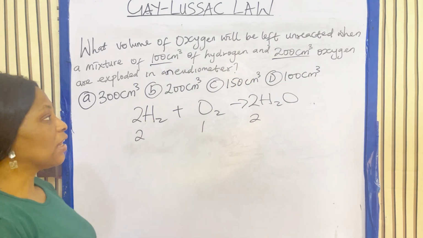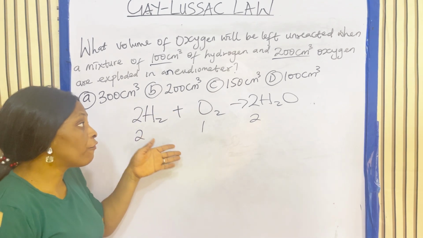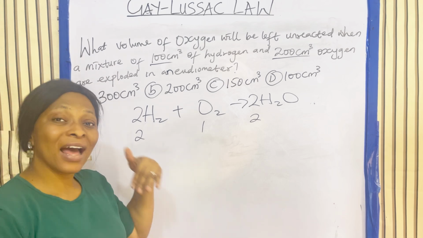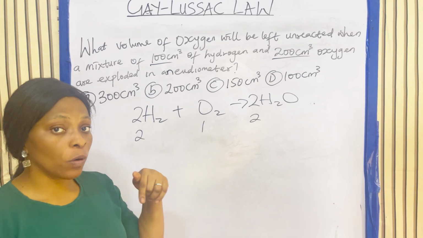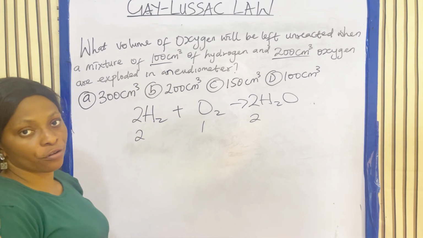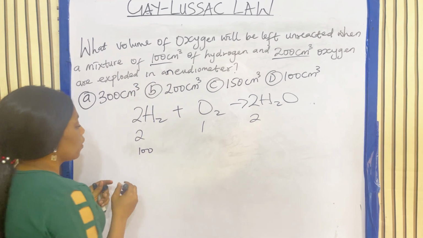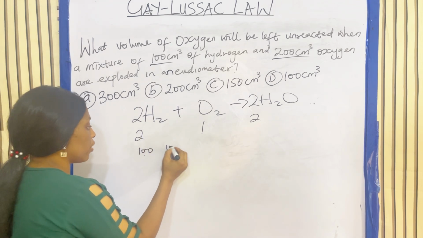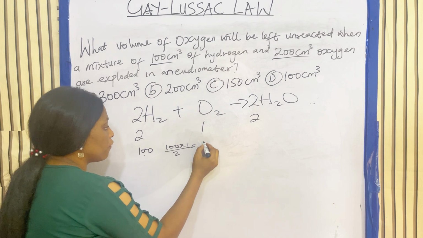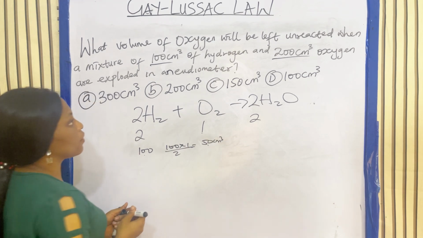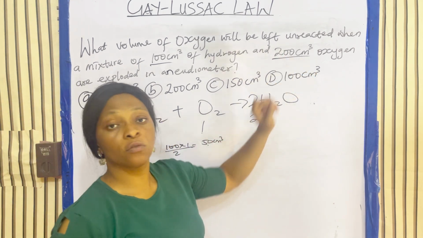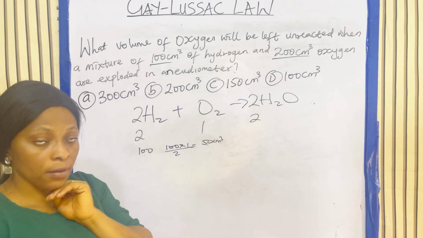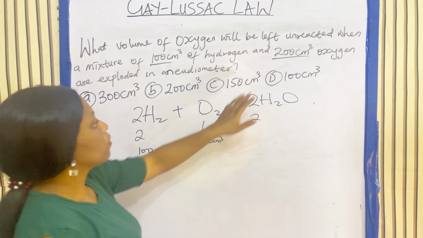Now, based on what we're given here, we have two values: 100 cm cube of hydrogen, 200 cm cube of oxygen. Now, in a case like this, you are going to find out which one actually got finished in the reaction, and which one remained. So let's start with hydrogen. 100 cm cube of hydrogen, 100 times 1 divided by 2 will give us 50. Now, this 50, how many were you given for oxygen? You are given for oxygen 200. So 50 is contained in 200. Are we together?